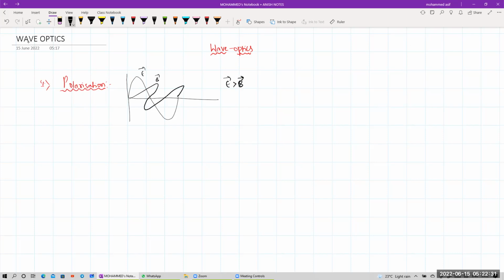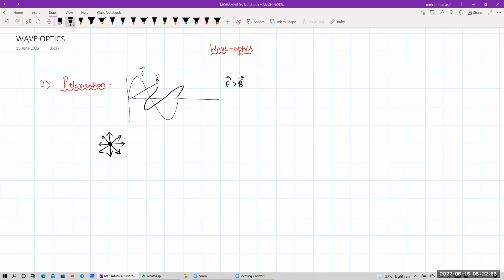Unpolarized light is represented like this. This is your dot as well as your cross. This is called your unpolarized light. The phenomenon of restricting or blocking either the electric field. Right now, if I'm taking the electric field, it is more dominant. So the electric field vector is moving in all the directions like this.